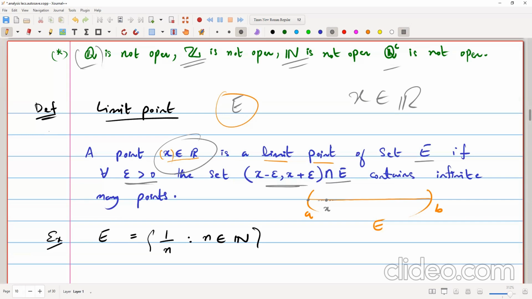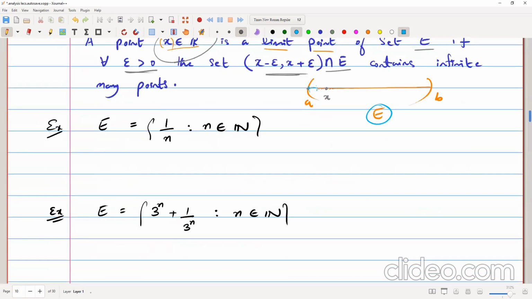So this A is not included in the set E, but this can be a limit point because this can accumulate infinite points beside it, right? And when we take intersection of this small interval with this set E, then it will be infinite. Okay, let's talk about an example.